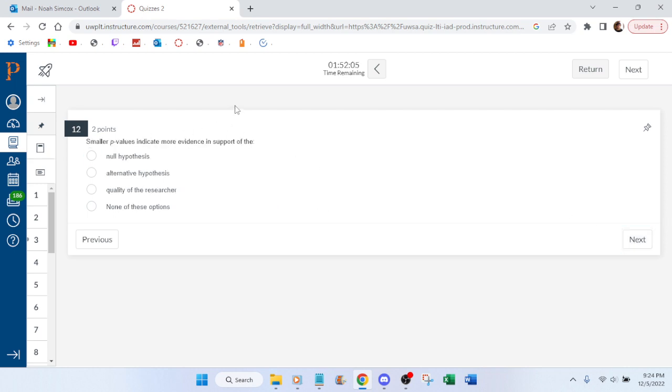Smaller p-values indicate more evidence in support. So the smaller the p-value, the more evidence supports the alternative hypothesis. For when a p-value is considered convincing, I believe less than 0.01. One-tailed alternative hypotheses are phrased a certain way, so one-tailed is going to be this one.